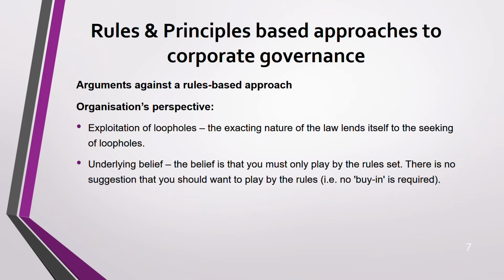Second, underlying belief. What is it? The belief is, okay, we always have this assumption that we always have to go by the rule. If something is not there in the rule, even if it's good for the organization, you don't do that. So you go by the rule. That means you just play by the rule. You just do what the rule says. Above that, you don't do. So it's an underlying belief, which is not correct.